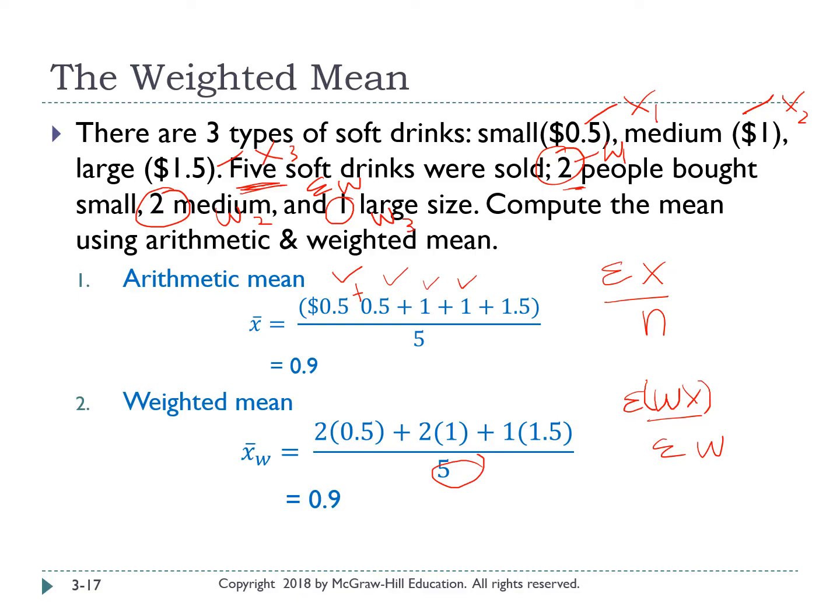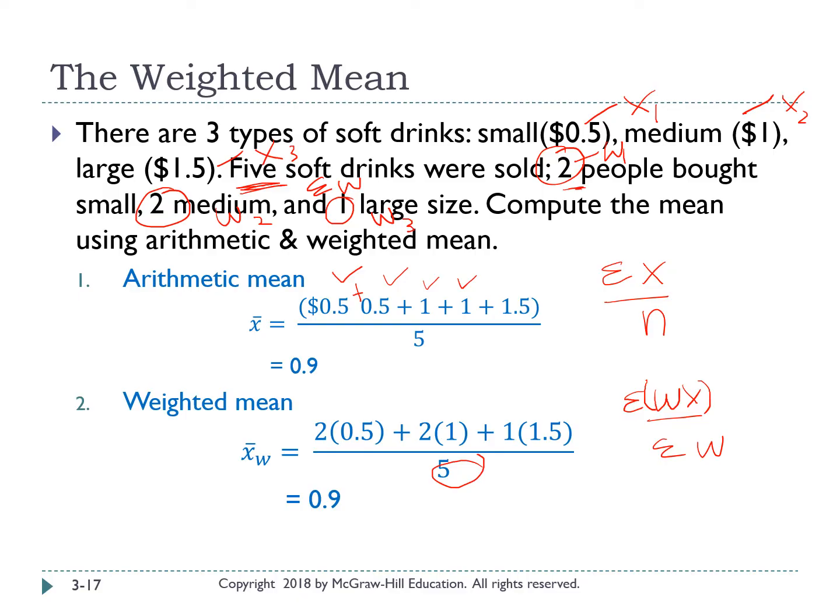And then you have to plus, because we are talking about summation. Plus the second, which is 2 as well. So the second weight is 2 medium, so 2 multiplied with this price, which is $1, plus the third weight, 1 person multiplied with the price of the large size, which is 1.5. Then you divide with the summation of weights, which is 5 soft drinks. Your answer is 0.9.